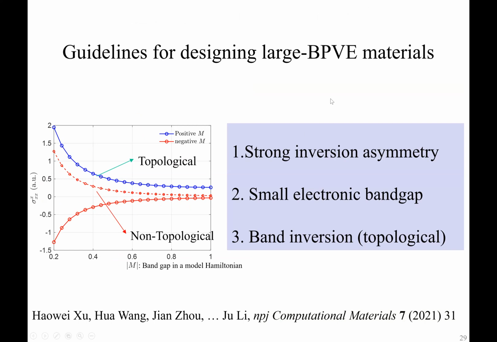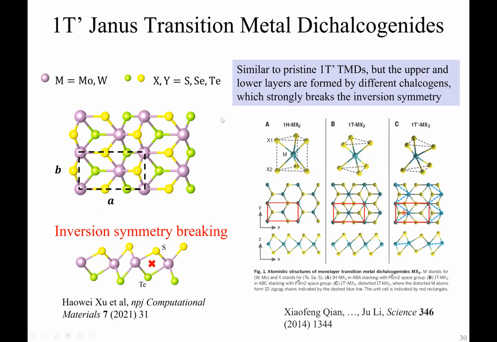Generally, the design rules are: number one, you need to have a strong breaking of the spatial or chemical inversion. Number two, a smaller band gap is preferred. And number three, it's preferable to have this p-d band inversion or topological character, as shown here. When you have a non-topological to topological transition, there is a bigger jump in the second order photoconductivity.